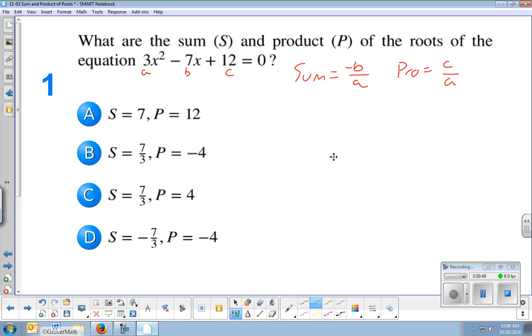So your sum is simply negative b over a, and your product is c over a, excuse me. So the sum here would be negative b. Now remember, negative b just means the opposite sign of b. So if b is negative 7, that's going to be positive 7 over a, which is 3. And that's right here, these two. And the product, c over a, would be 12 over 3, which we can simplify down to 4.